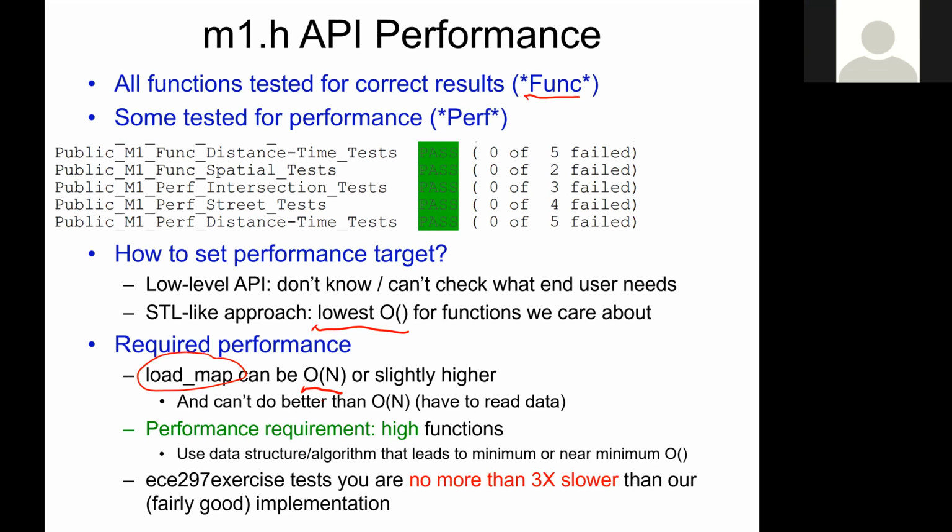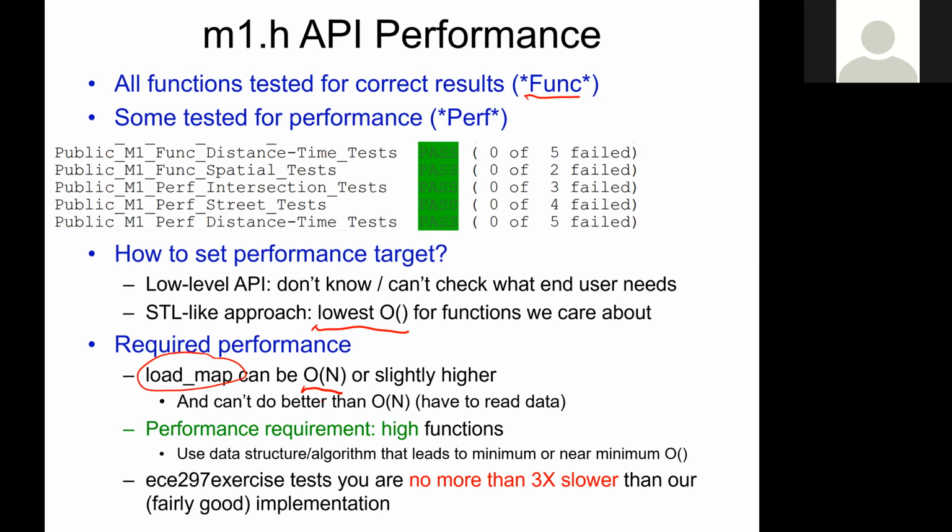For these performance requirement high functions, as I said, you have to use the data structure or algorithm that leads to either the best big O or close enough that you pass our test anyway. But if you can think of what would be the best big O algorithm and data structure you could use, that's what you would want to use.